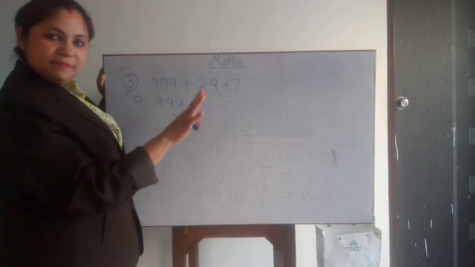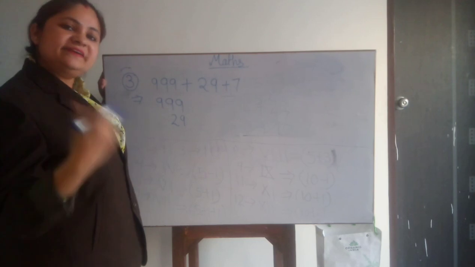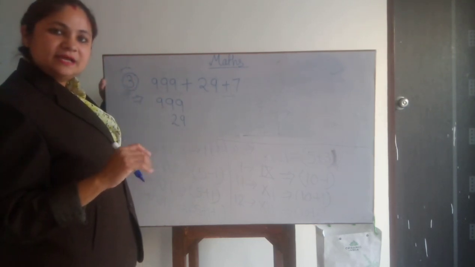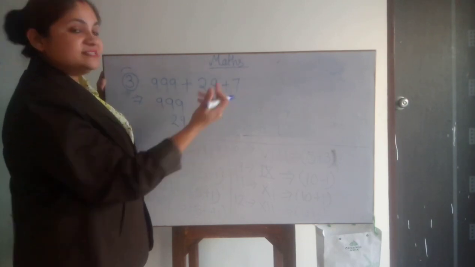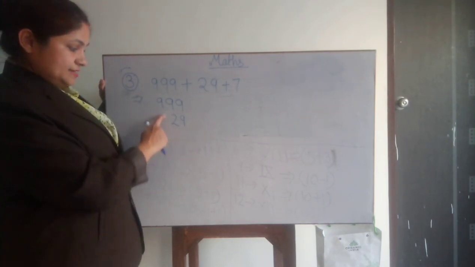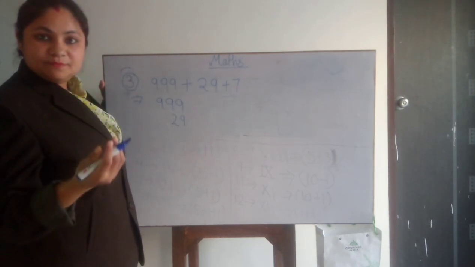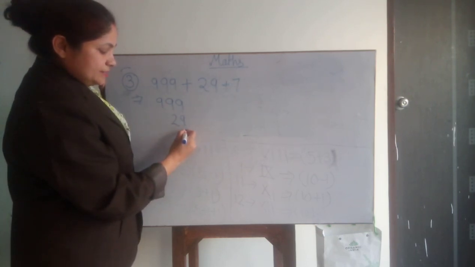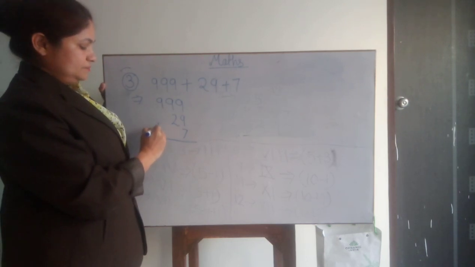Now no more number is given, so leave it. The space is vacant, but we don't have a third digit now, so let it be. Now see the third number. The third number is 7. It is a 1-digit number. So where will we write it? Again, the same rule. It is a ones digit, so we will write it just below the 9.